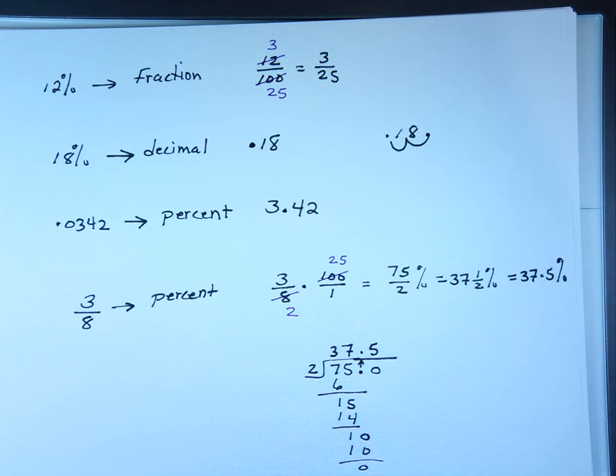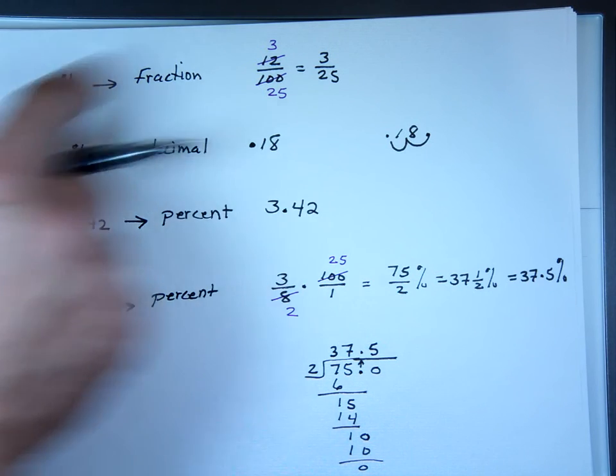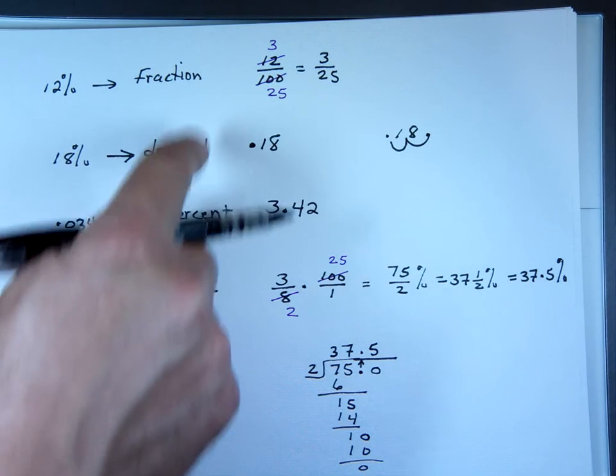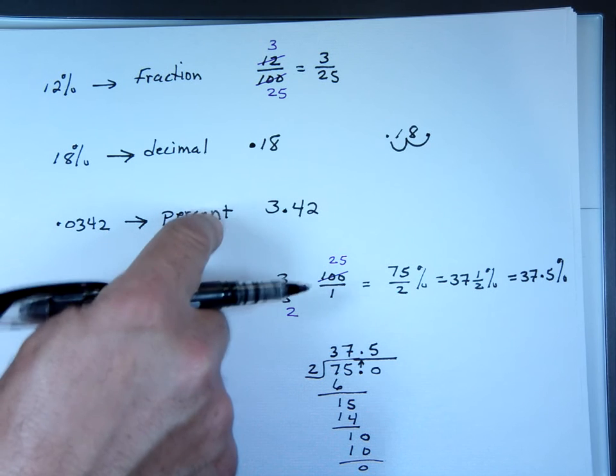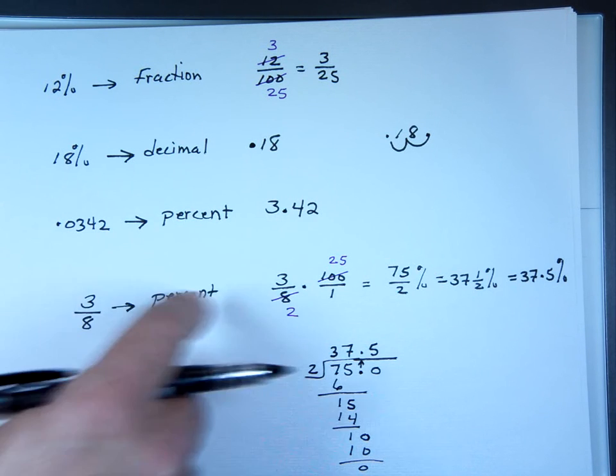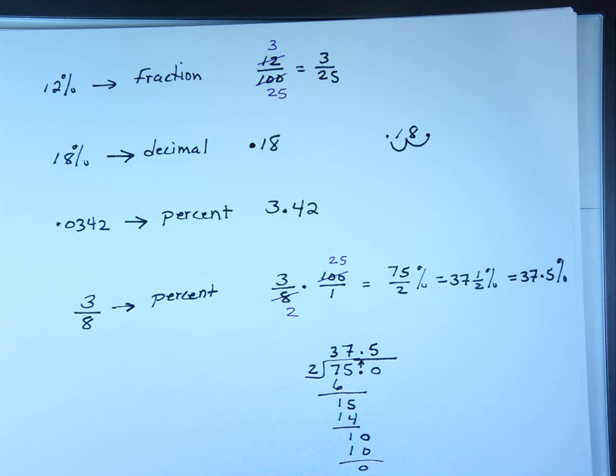And those are the 4 rules. Percent to fraction, percent to decimal, decimal to percent, fraction to percent. You memorize them, you get at least 40-50 points on the next quiz. Just from these 4 rules.